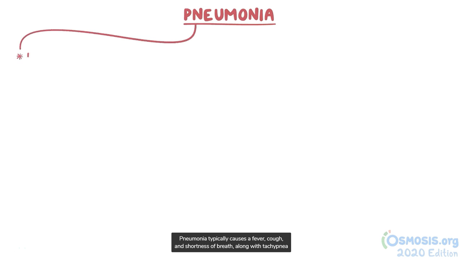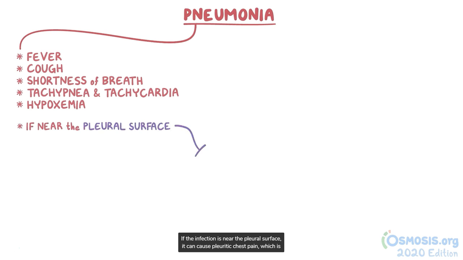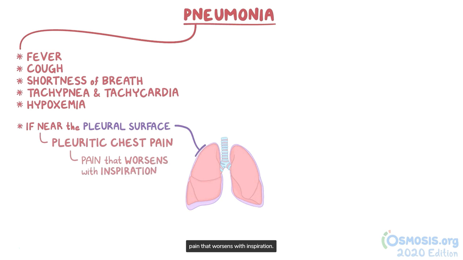Pneumonia typically causes a fever, cough, and shortness of breath, along with tachypnea and tachycardia, and occasionally hypoxemia. If the infection is near the pleural surface, it can cause pleuritic chest pain, which is pain that worsens with inspiration.